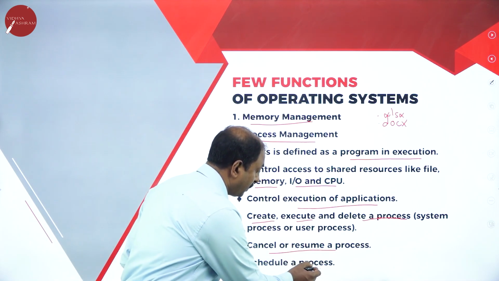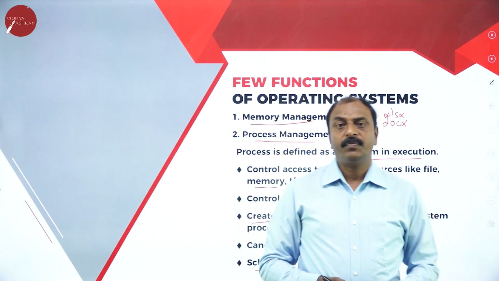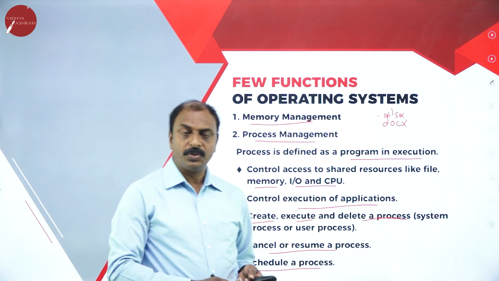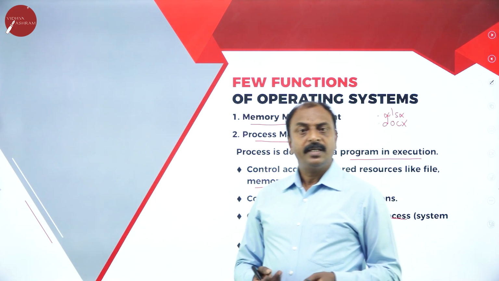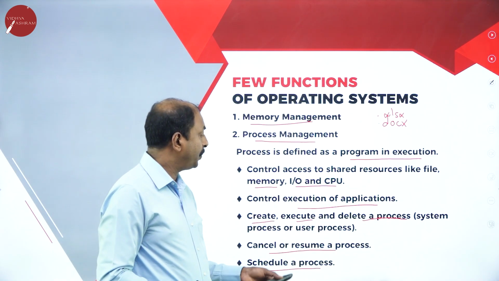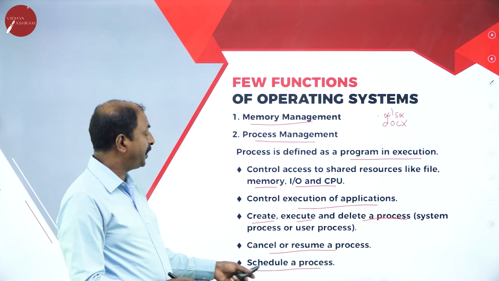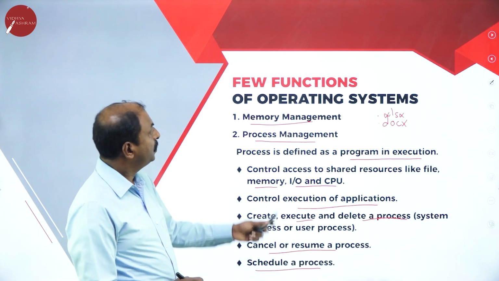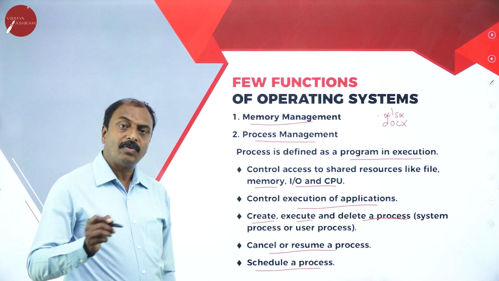Next, schedule a process. What is the meaning of scheduling a process? For example, suppose you want to shut down a computer system, it can be scheduled. In the computer settings, we can set a time for shutdown, and by that particular time the computer will shut down. This is one of the examples, and that is nothing but scheduling. Similarly, we can schedule different operations. So process management is one of the applications of the operating system.